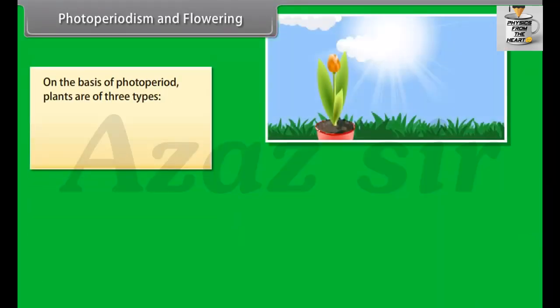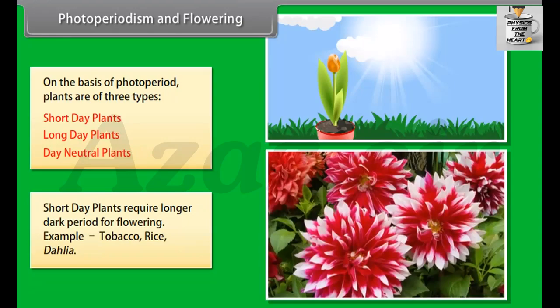On the basis of photoperiod, plants are of three types: short-day plants, long-day plants, day-neutral plants. Short-day plants require longer dark period for flowering. Example: tobacco, rice, dahlia.